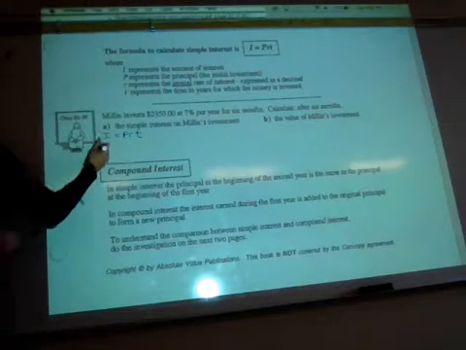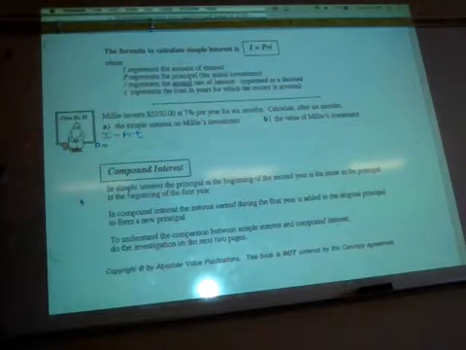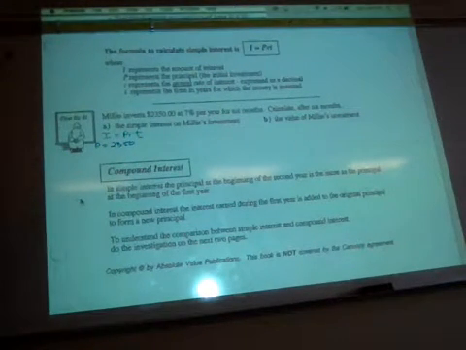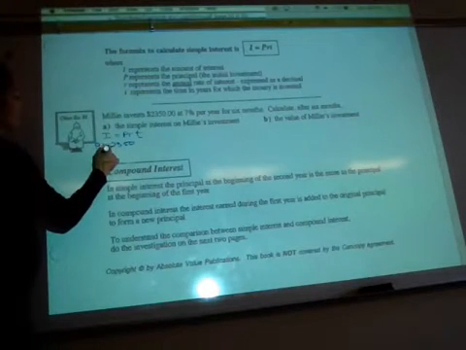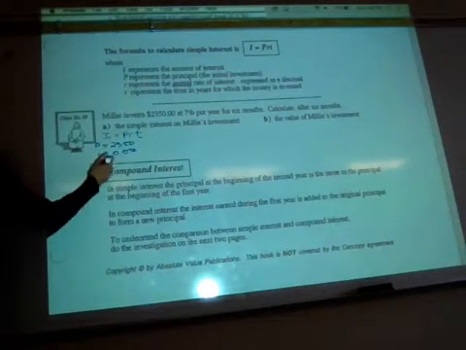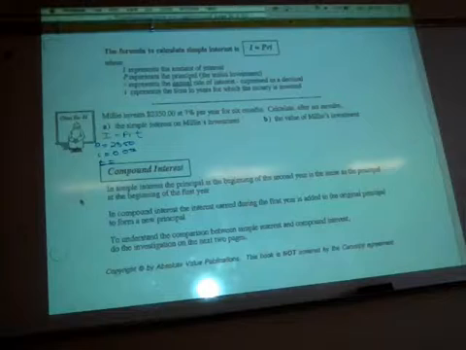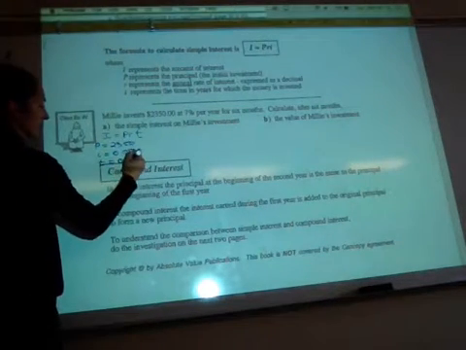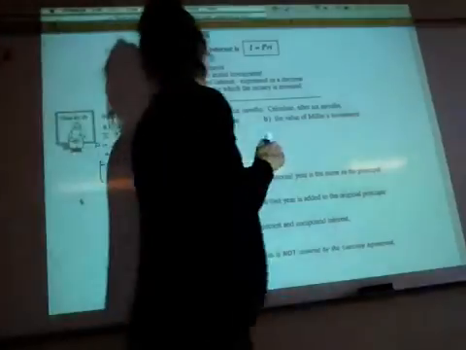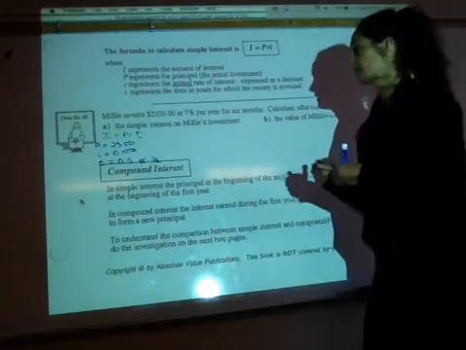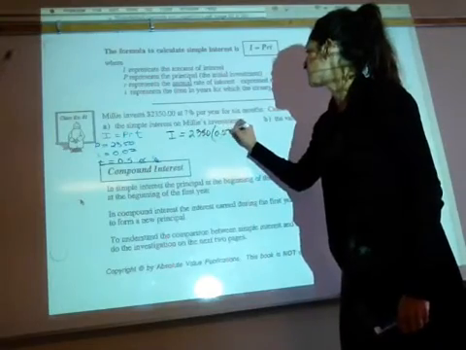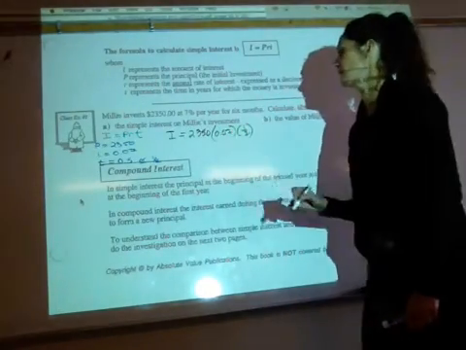Let's just write down what we know. Principal, that's the initial investment. That's going to be $2,350. The interest rate is 0.07, so we're at 7%. And T is 6 months, which in terms of a year is half a year. So 0.5, or you can put a half. So subbing into that formula, our interest will be equal to 2,350 times 0.07 times half a year.